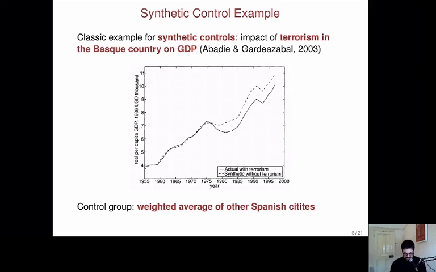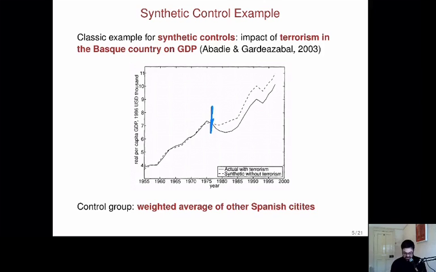And so you can see here that the terror started in around 1975, and that graph is the main graph in that publication, in that AER paper. And obviously, I'll walk you through in the next couple of slides how to get to that graph. But this is just to get the idea across of what a synthetic control does.